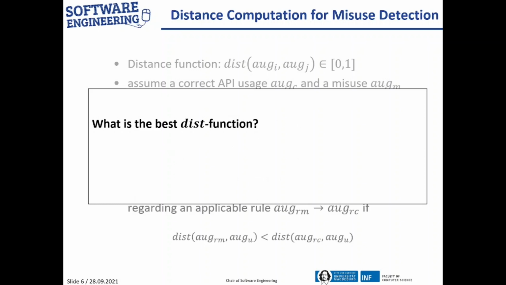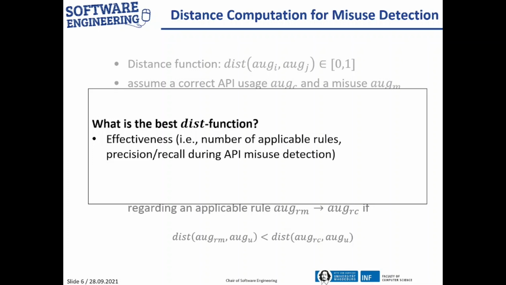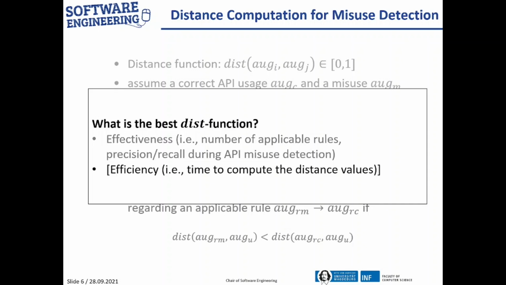In our paper, we wanted to find the best distance function, and that best means regarding the effectiveness that it produces a high number of applicable rules, and the precision and recall during API misuse detection is actually higher than to comparable API misuse detectors. And we also estimated the efficiency, that means the time to compute the distance values. However, the results are not shown in the presentation, but are given in the paper.